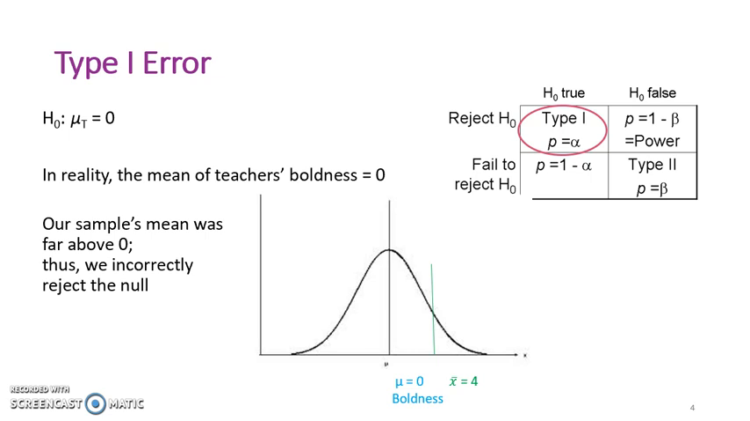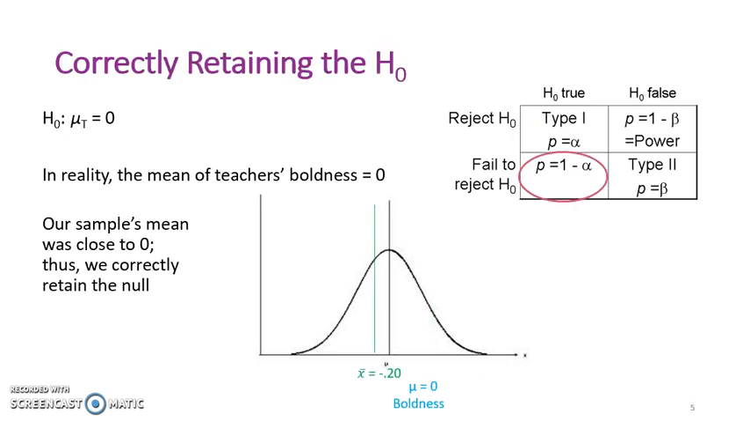In this context, we would have concluded that our intervention worked and increased teachers' boldness, but in reality, it did nothing. So there is another scenario that may happen given the null hypothesis is true in reality. Rather than making a type 1 error, we could make the correct decision to retain the null hypothesis.